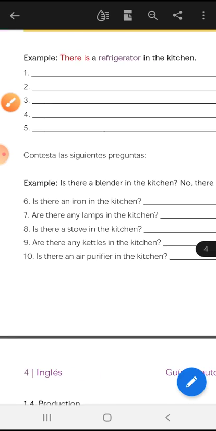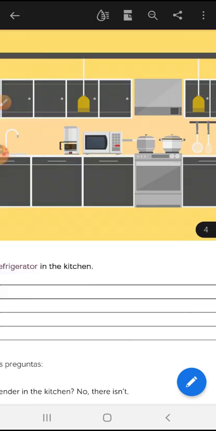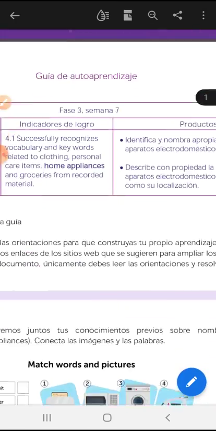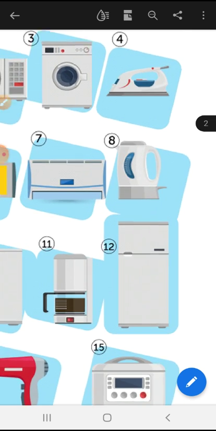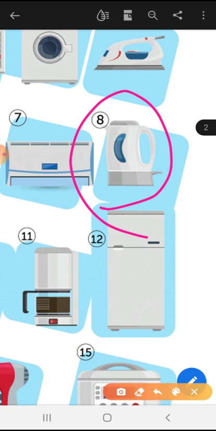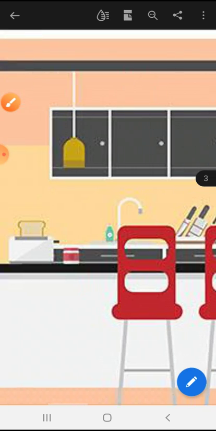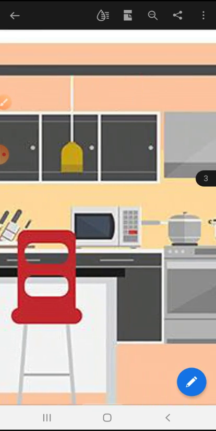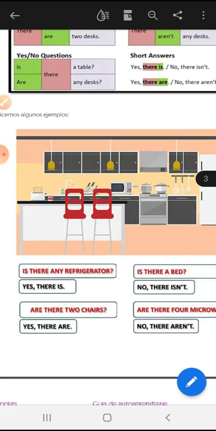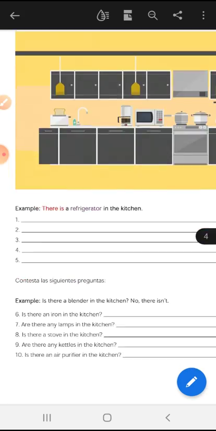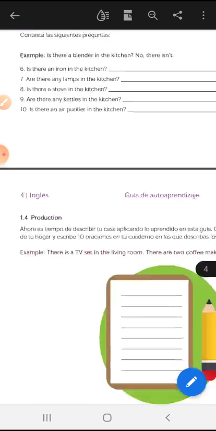Number 9. Are there any kettles in the kitchen? Kettles. Teacher, what's a kettle? I don't know what a kettle is. Okay? So this is a kettle, un calentador. Are there any kettles in the kitchen? No, there are not any kettles in the kitchen.